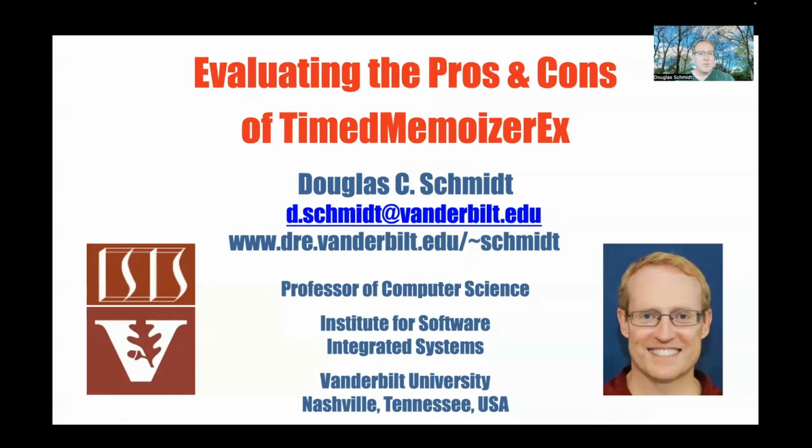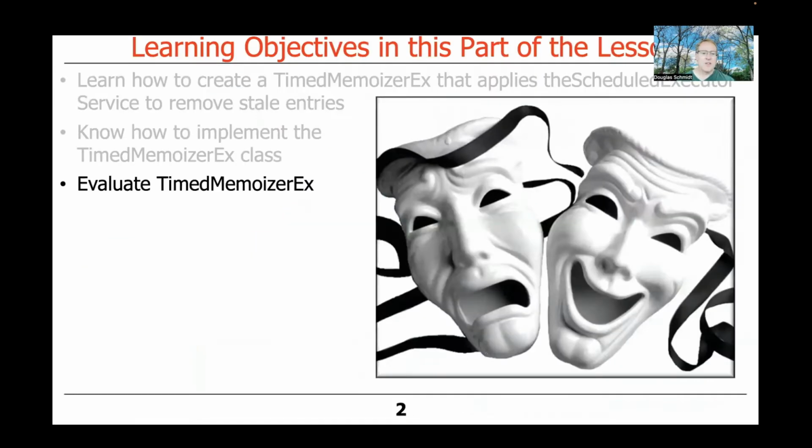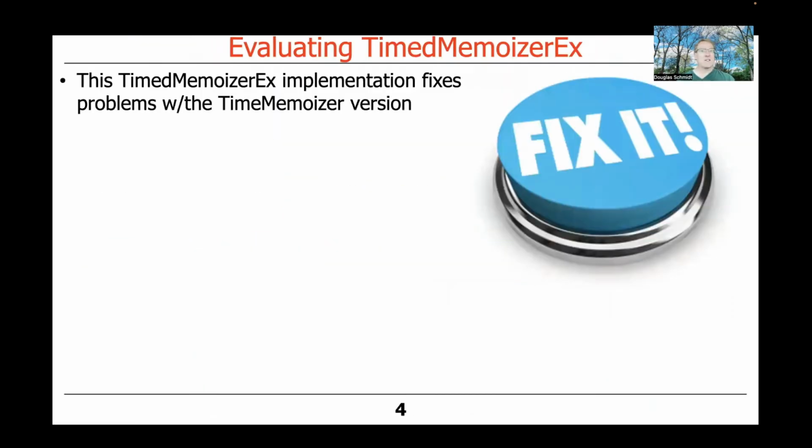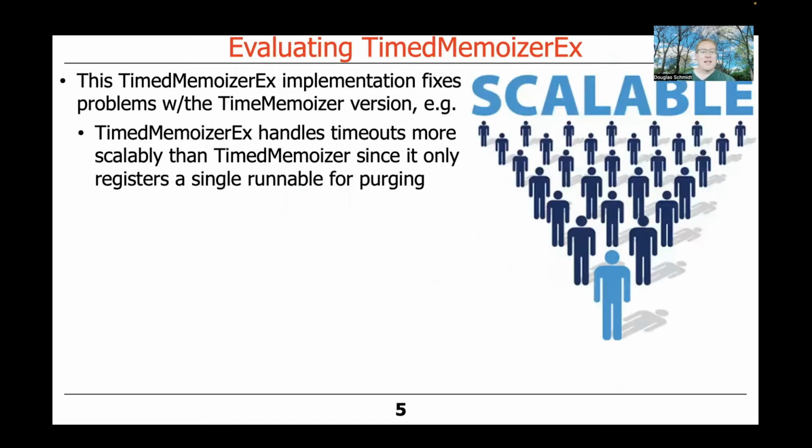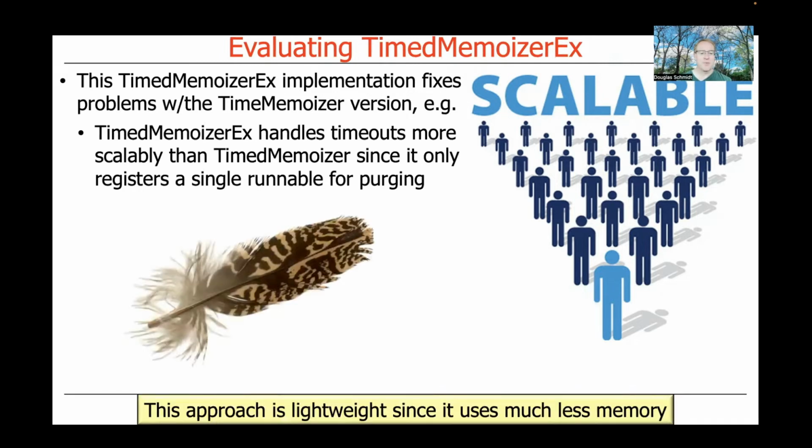So now that you've seen the implementation of TimedMemoizerEx, let's briefly talk about its pros and cons. This fixes a problem with the TimedMemoizer implementation we talked about earlier. TimedMemoizerEx handles timeouts more scalably than TimedMemoizer, since it only registers a single runnable to handle the purging operations, whereas TimedMemoizer had a separate runnable for each one.